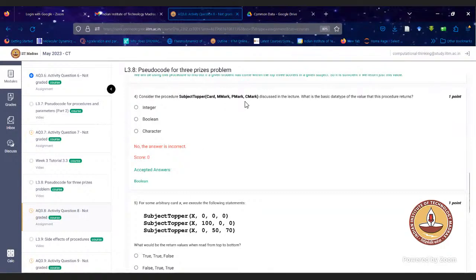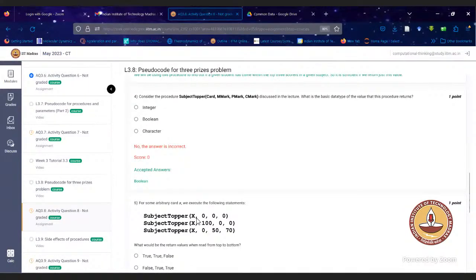So if that is true, we will get some marks, and marks should be in integer category. What you are providing is information in terms of character and integer data type, right? But what this procedure is returning to you, like I said a minute before, in the return statement, that decides the data type, because it is the basic data type of the value that this procedure returns. So once you call, like in this particular question, right?